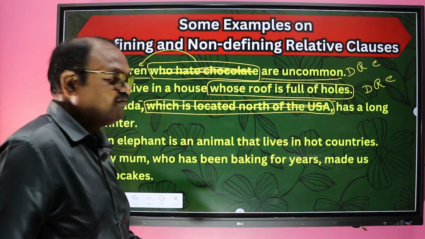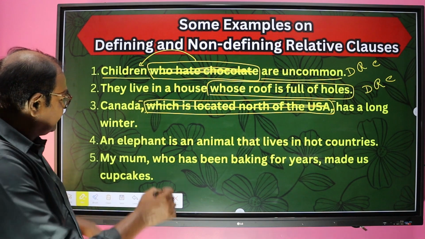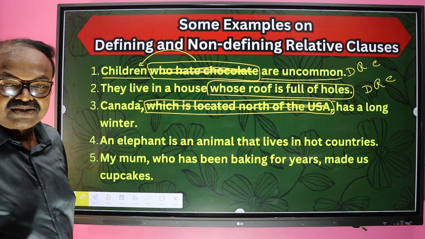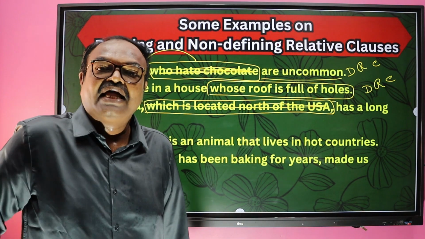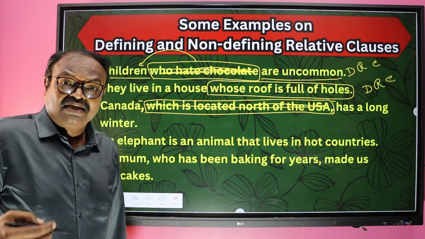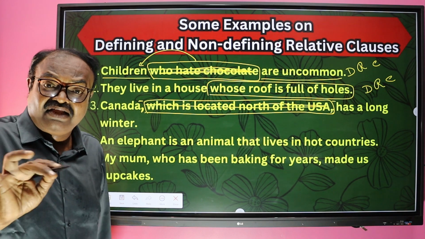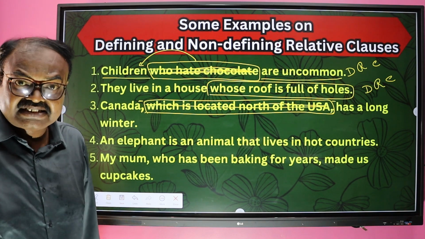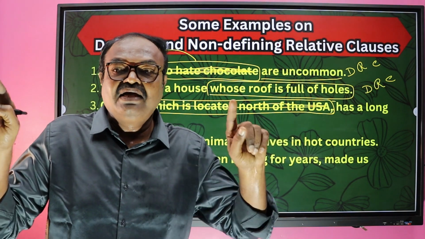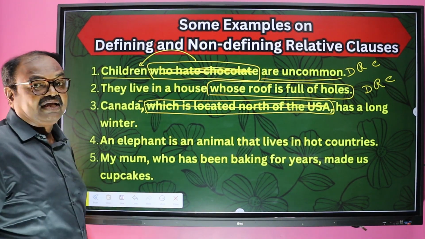Canada has a long winter. It is a common thing. We have got the meaning. So this is extra information about the noun. A clause that gives extra information is called a non-defining relative clause. A clause that gives essential information is called a defining relative clause. This is the difference. The main sign is that if there are two commas or hyphens, it is a non-defining relative clause.